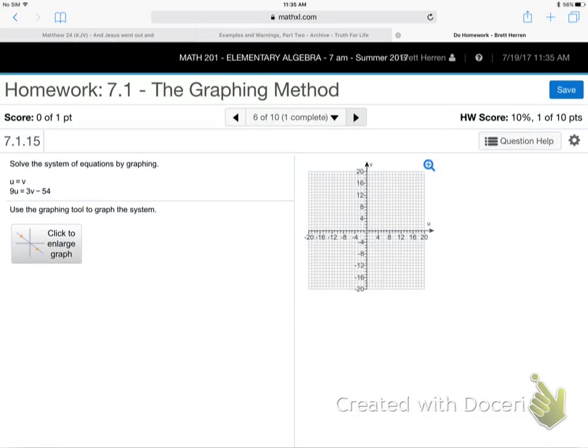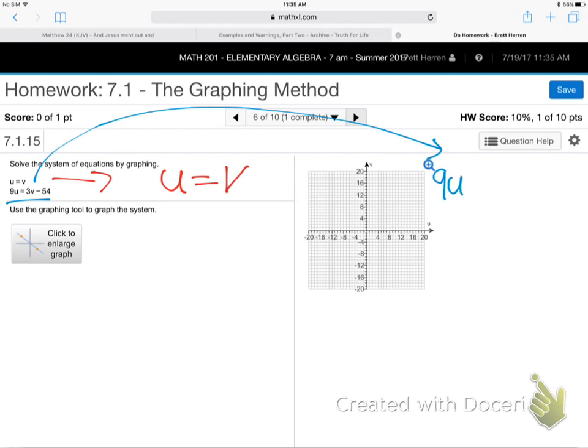All right, so now they're giving us U and V. So it's kind of weird that they do that. So I'll start with this one here. U equals V. And then the blue one over here. What do you got? 9U is 3V minus 54.